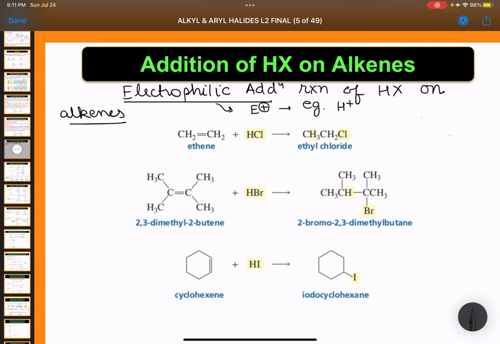Like H plus. Okay, H plus doesn't have a complete shell. There is in fact no electron at all. It is just a proton, so it is an electrophile. We have CH3 plus as an electrophile, right? We have X plus as an electrophile. And in different conditions, different electrophiles are generated. So as I told you, this addition is an electrophilic addition reaction, meaning the electrophile is responsible for carrying out this addition reaction.